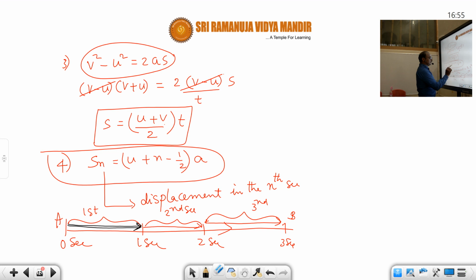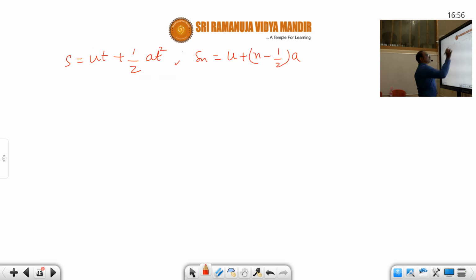We'll see the difference between s equals ut plus half at square and Sn equals u plus (n minus half) into a by taking simple examples. We are looking at the difference between these two equations. See here, this is also displacement. Here Sn is nothing but the displacement in the nth second, and here s is the displacement in t seconds. That is the difference between these two.